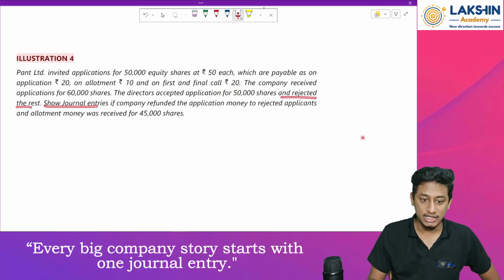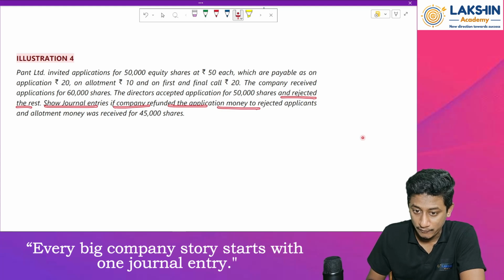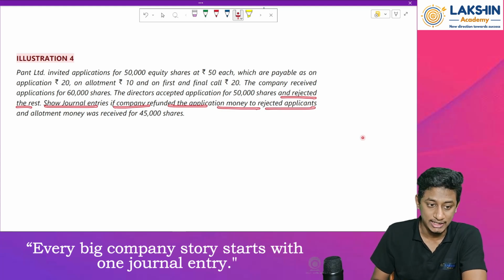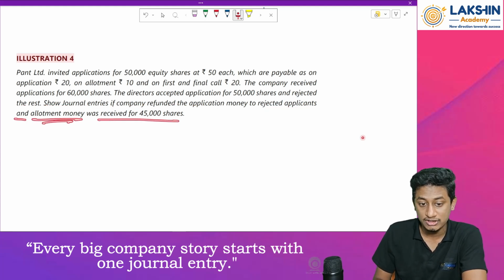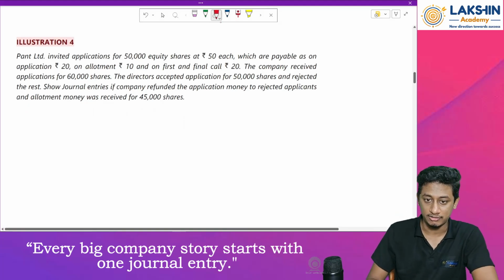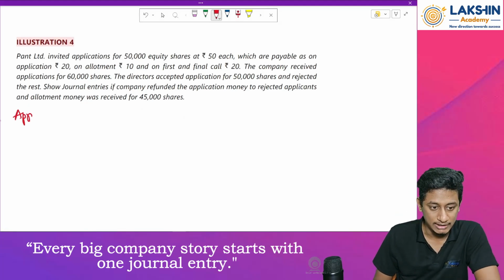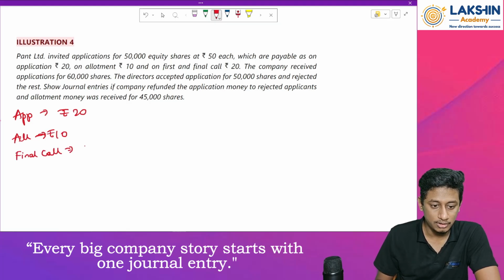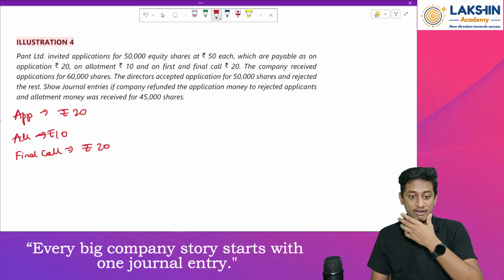Okay. Show the journal entries if the company refunded the money to the rejected applicants, and allotment money was received on 45,000 shares. Okay, let's see what to do. First of all, write it down. For application, I have received how much? Rupees 20. Then on allotment rupees 10, and then on final call rupees 20 again.